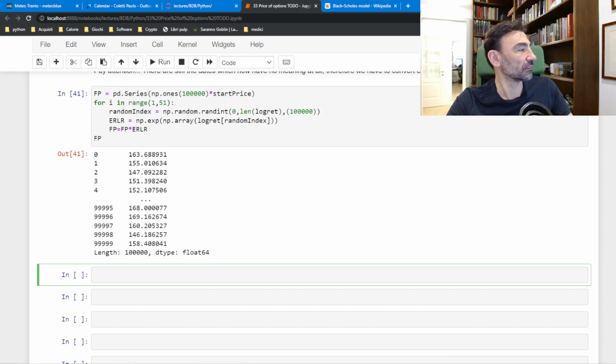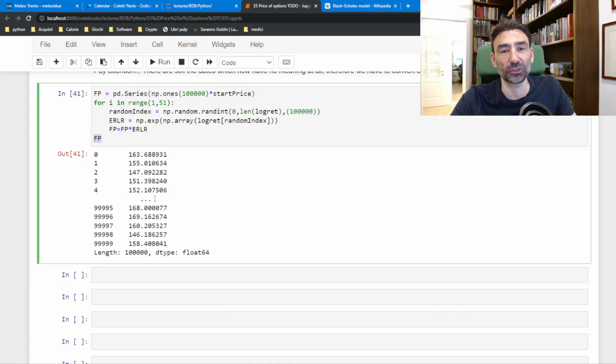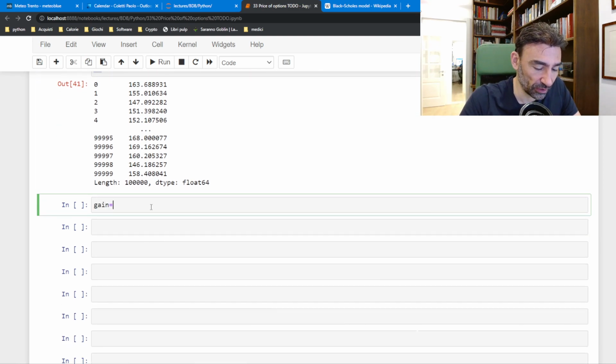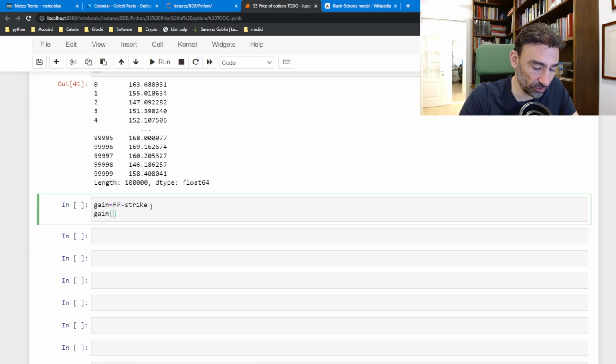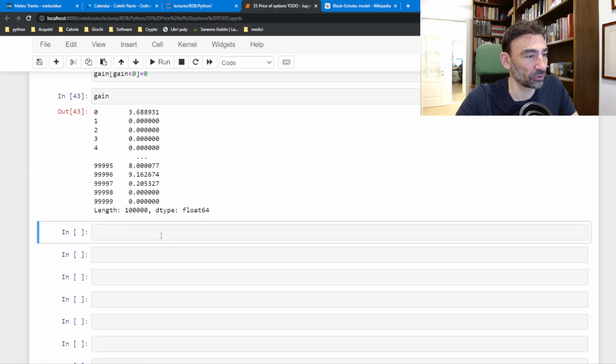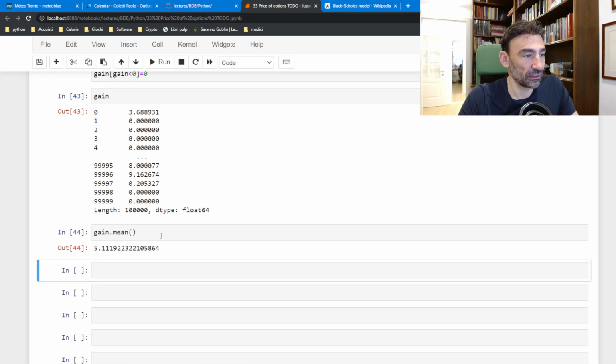Let's calculate. Is it a good idea, according to you, to convert into a series now or keep it as an array? Let's keep it as an array. Let's calculate the gain. Gain equals forecasted price minus strike. In case of, as usual, gain smaller than 0 will be set equal to 0. Let's take a look at this gain. Yes, a lot of zeros. And now gain.mean is 5.